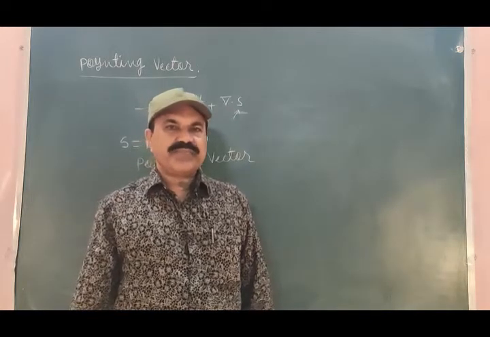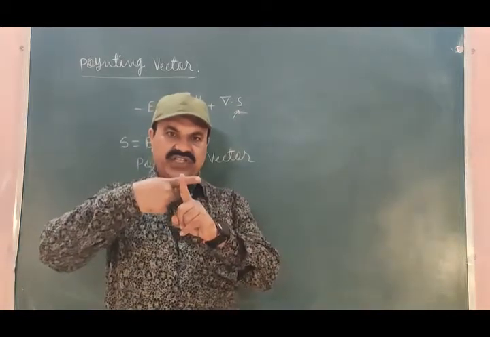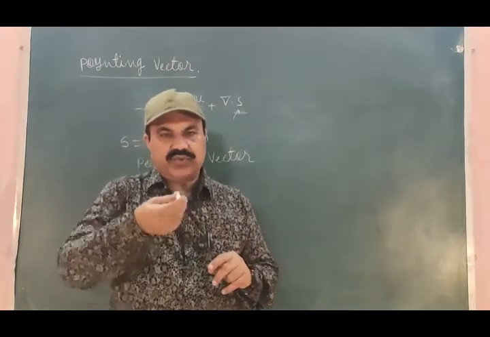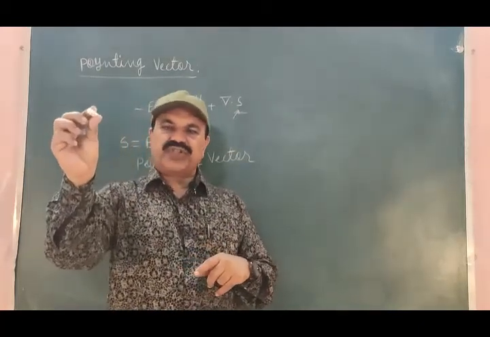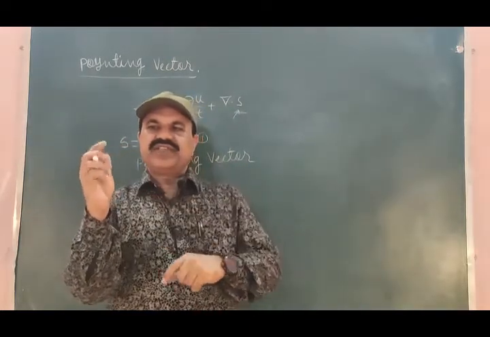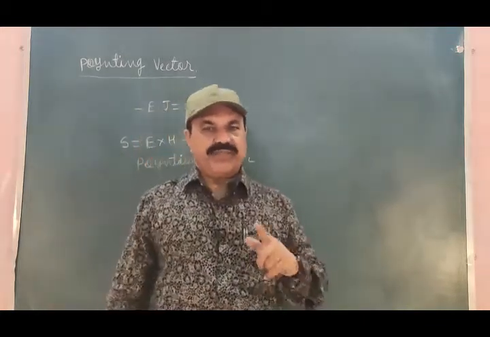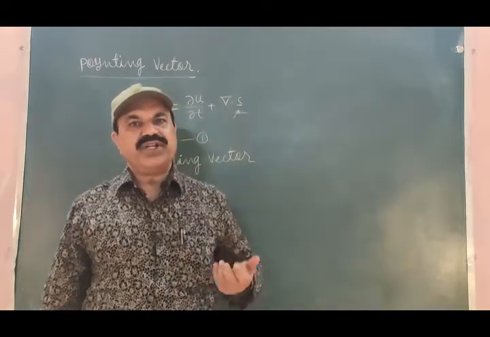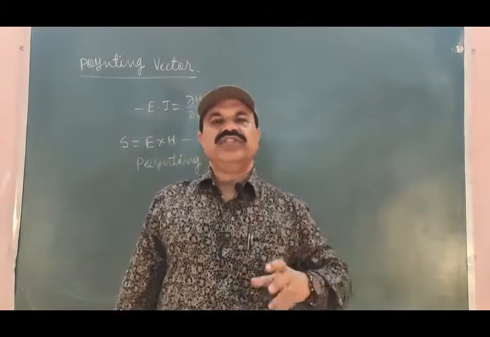The components E and H are perpendicular to each other. At the same time, they are perpendicular to the direction of propagation. If this is the direction of propagation of the light, if E is this, H will be this. E and H are perpendicular to each other, and also perpendicular to the direction of propagation of the light.